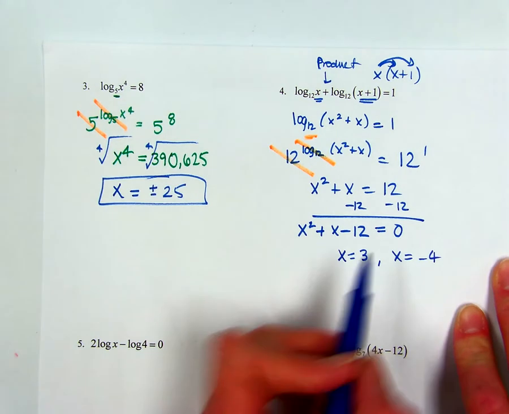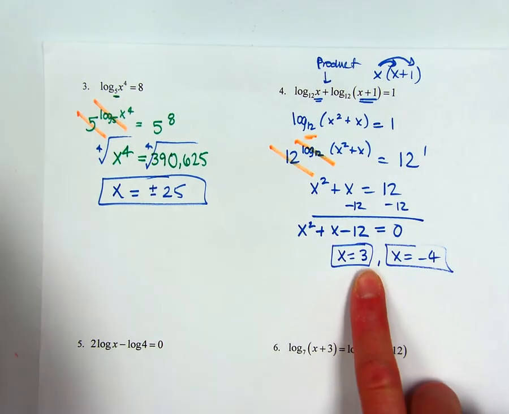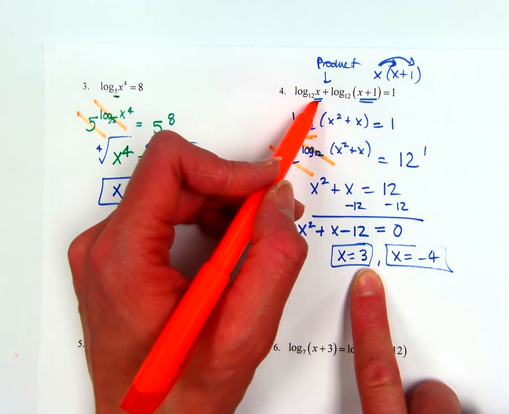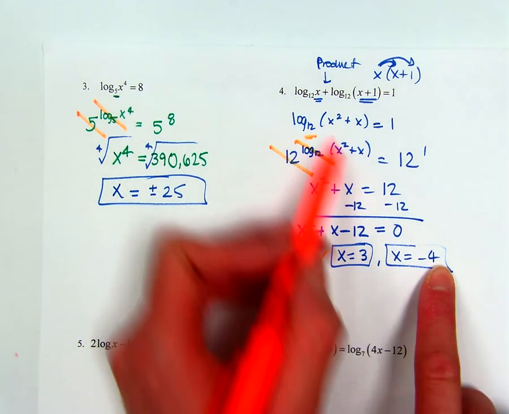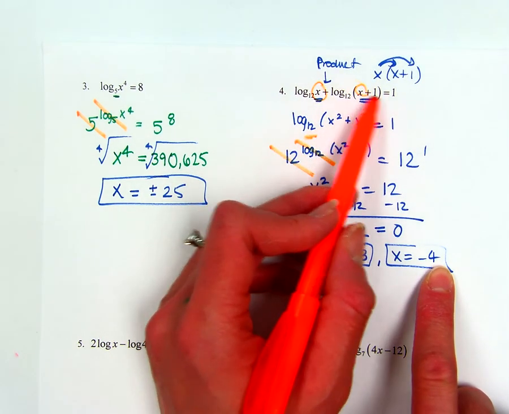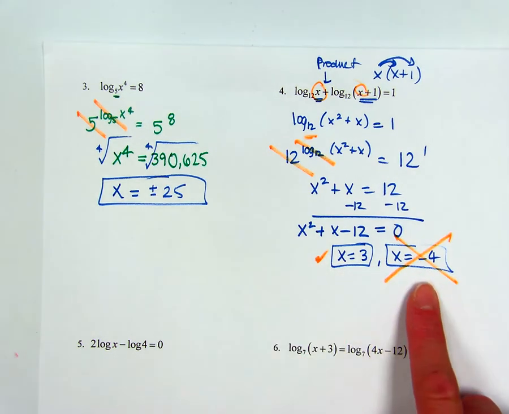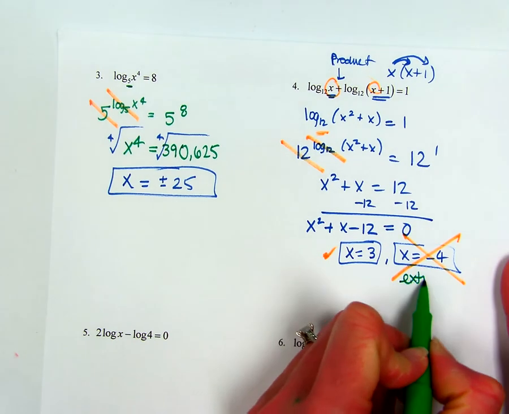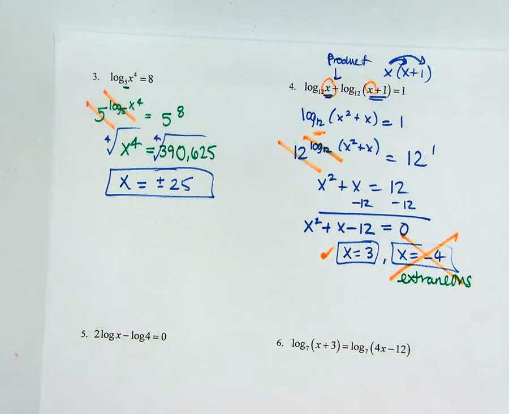All right, so we're going to go back and check. Let's double check. If I were to put these numbers inside here, 3 is positive. That's fine. 3 plus 1, that's 4. That's positive. But negative 4, if I put that in here, that's negative. Even if I put it in here, negative 4 plus 1 is negative 3. That's negative. So this is considered an extraneous solution. So that actually does not work. Only positive 3 is our answer.